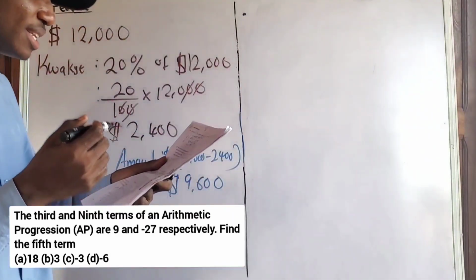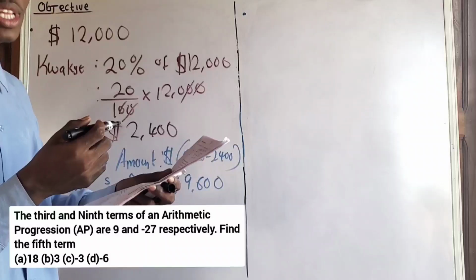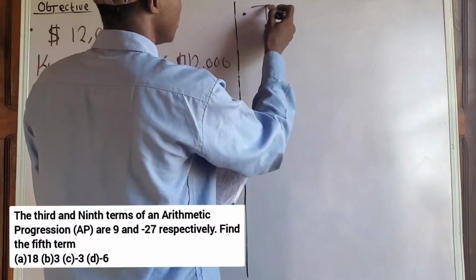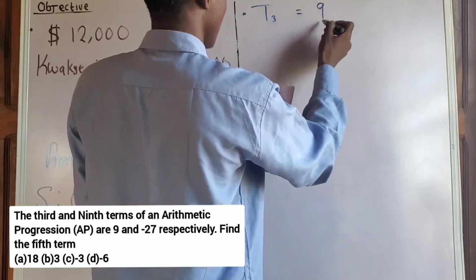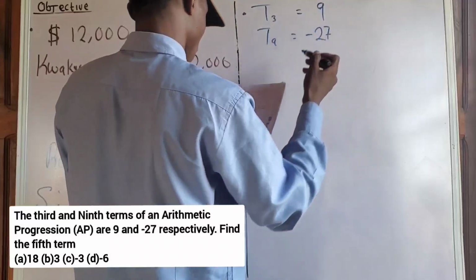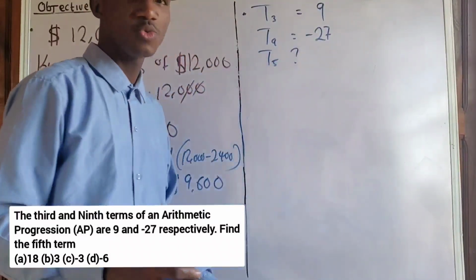The third and the ninth terms of an arithmetic progression are 9 and negative 27 respectively. Let's go. The third and the ninth term. The third term is what? 9. And the ninth term is what? Negative 27. Okay? Find the fifth term. We are asked to determine the fifth term. How do we determine the fifth term?